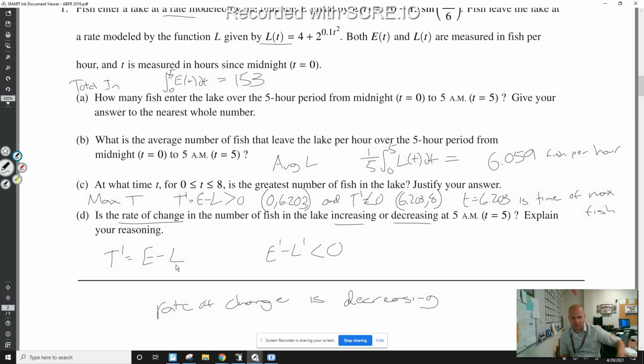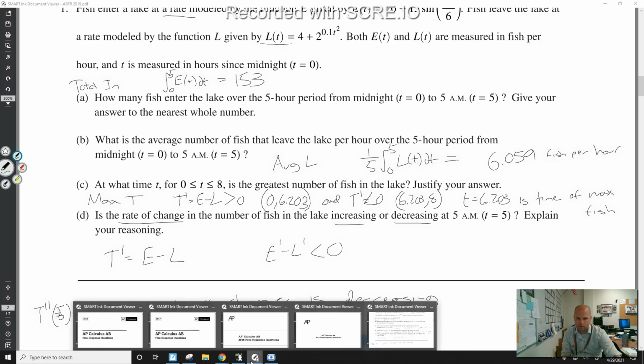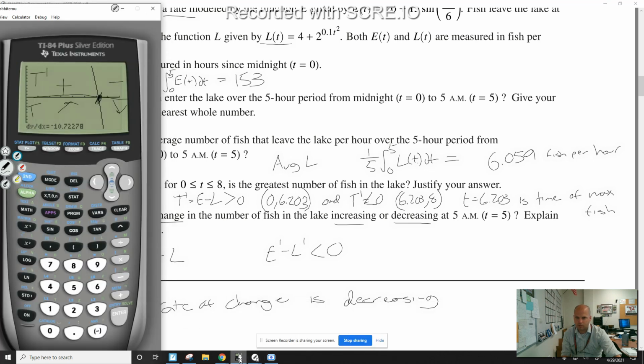Don't ever say I looked at the graph. You can also say the rate at which it's decreasing, the second derivative at 5, is negative 10 point whatever, negative 10.722.